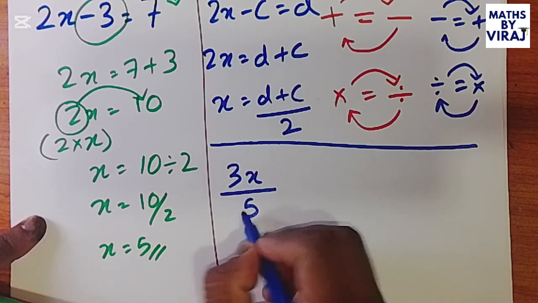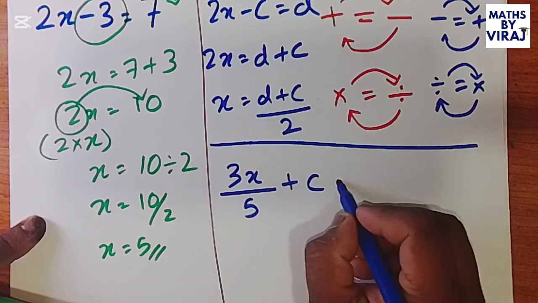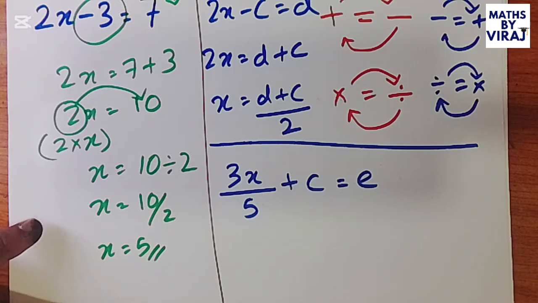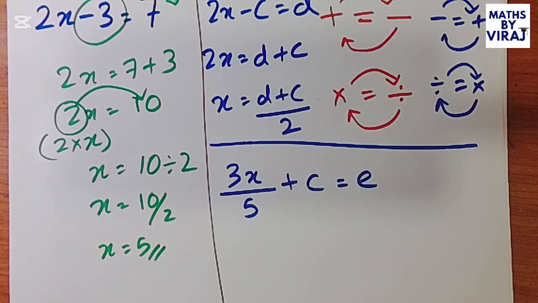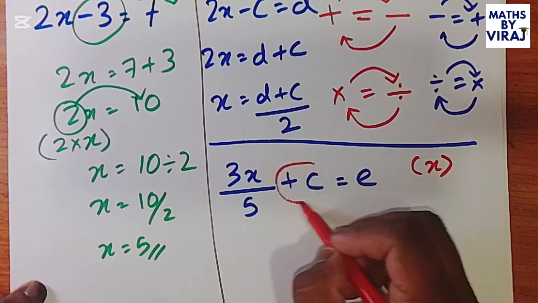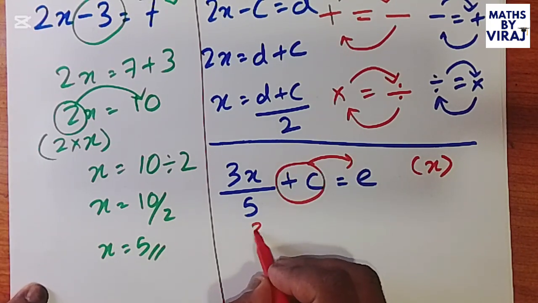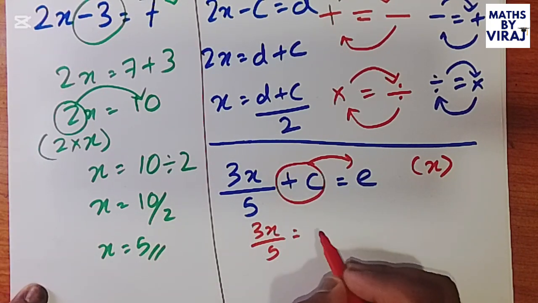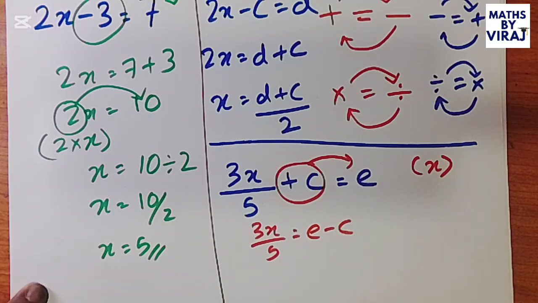3x over 5 plus c is equal to e. Now there is a combination of numbers as well as letters. Now what do we do here? Again the theory remains the same. The furthest element should be dealt with first. Again we have to make x the subject in here. So we take plus c to the other side, which is 3x over 5 is e minus c.